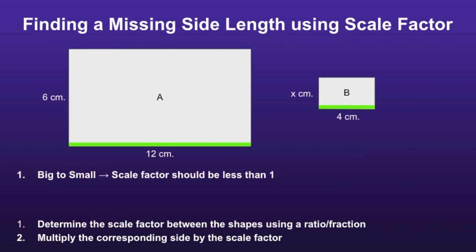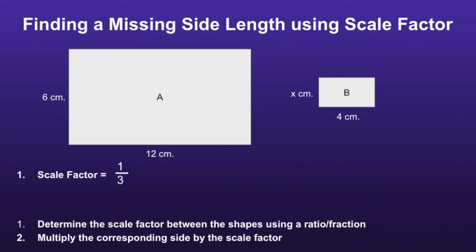We can make the fraction 4 over 12. And I know I can simplify this fraction because both 4 and 12 are divisible by 4. 4 divided by 4 is 1, and 12 divided by 4 is 3. So the scale factor from rectangle A to rectangle B is 1/3.